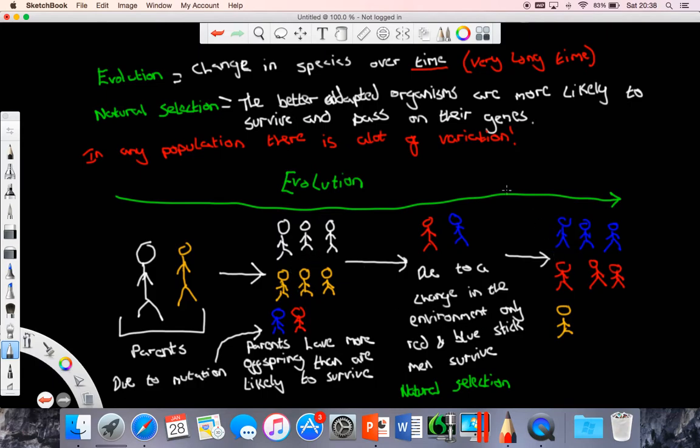A change in the environment will mean that the best adapted ones will survive and pass on their genes to the next generation. This process is known as natural selection. Once they pass on these genes, there may be a change in the organisms over time, resulting in evolution. Okay? So, what we need to look at now.